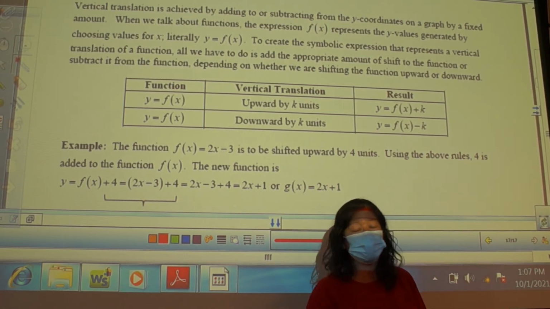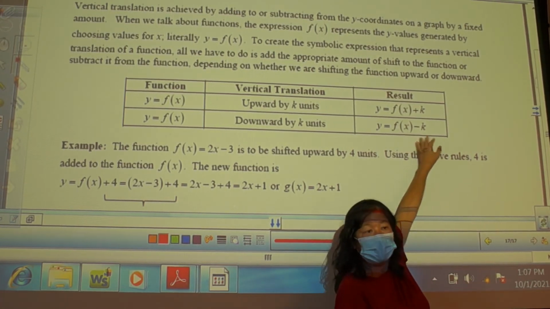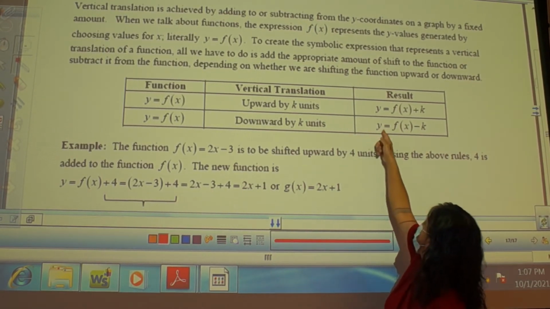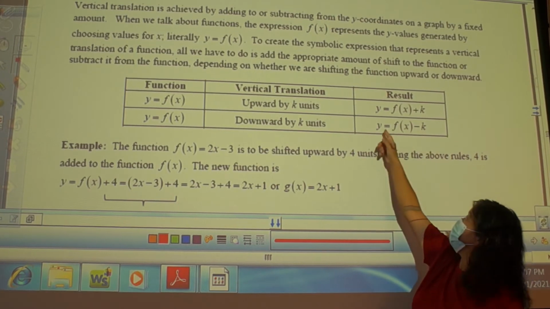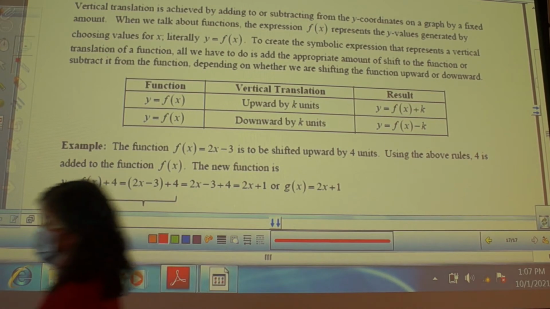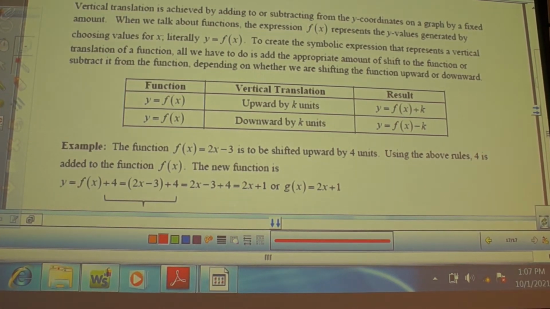Or if I want to move it down 3, I can just tack a minus 3 on the end, and it'll go down 3, because this is y. So I'm just making my y 3 smaller. It's saying, make y 3 less. So that's super straightforward. So all you have to do is take your function.